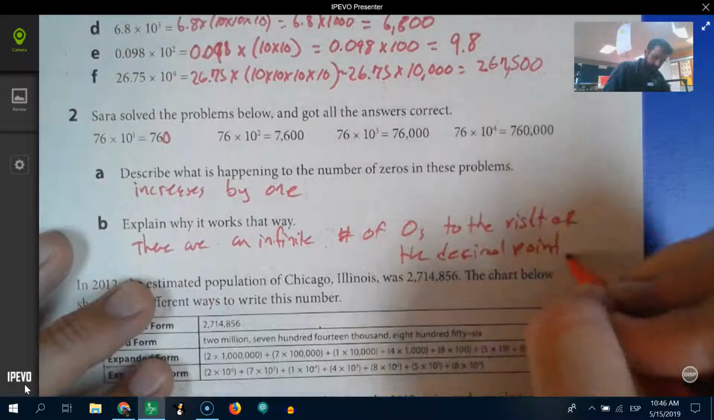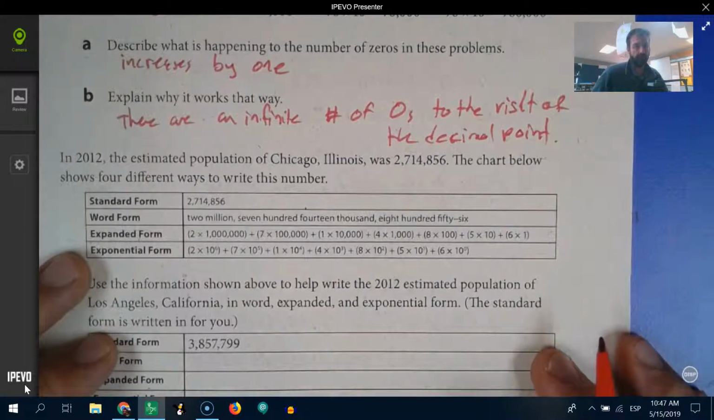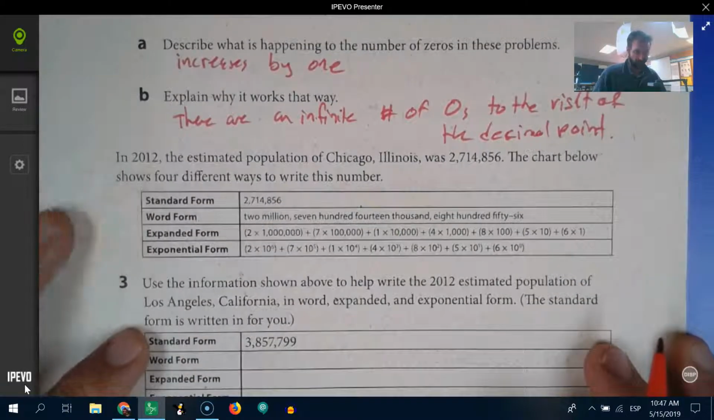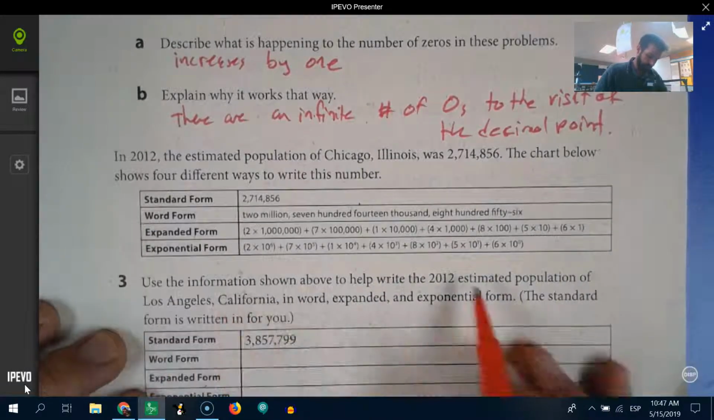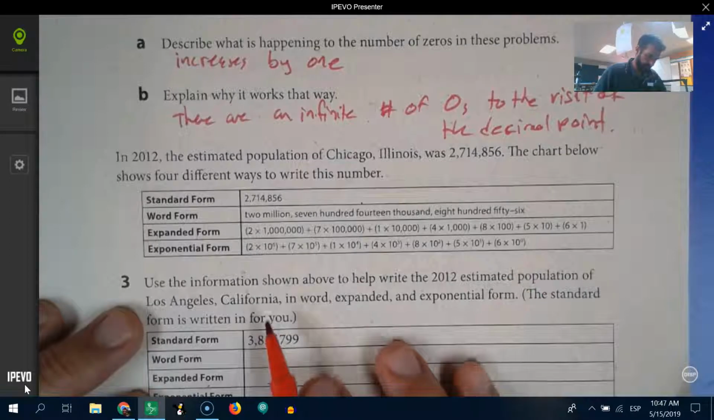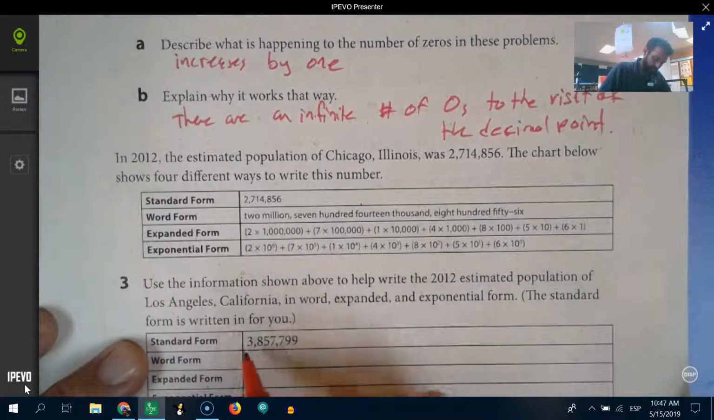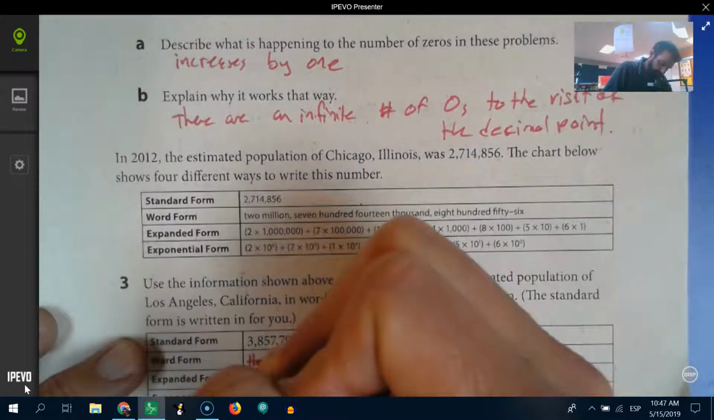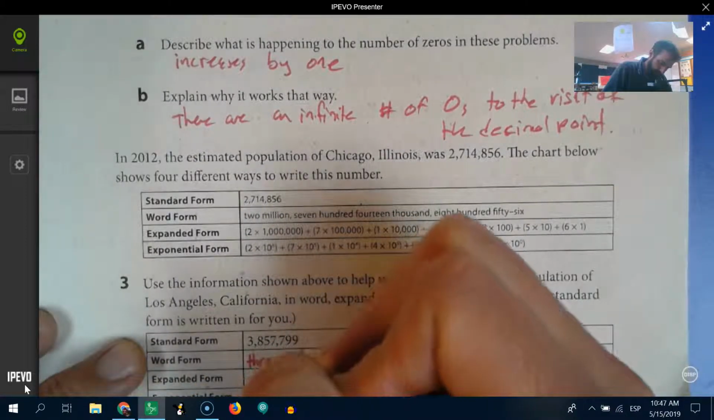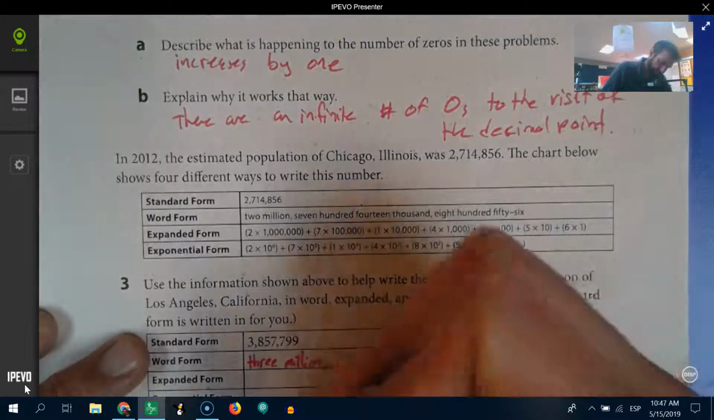Cool. In 2012, the estimated population of Chicago, Illinois was 2,714,856. The chart below shows 4 different ways to write this number. Okay, standard form, word form, expanded form, exponential form. Use the information shown above to help write the 2012 estimated population of Los Angeles, California, in word and expanded form. Oh, okay. So let's look here. 3,857,799. So 2 million, I'm going to write 3 million, comma, 714,000, so this is 857,000.